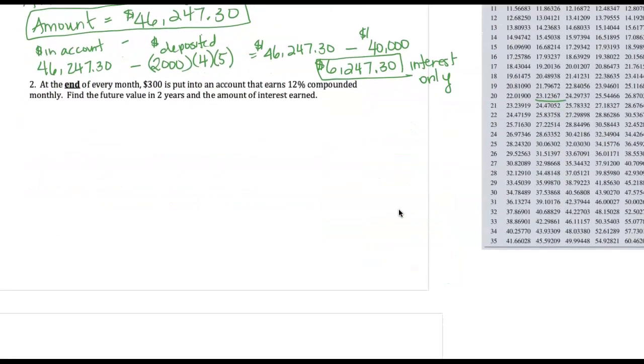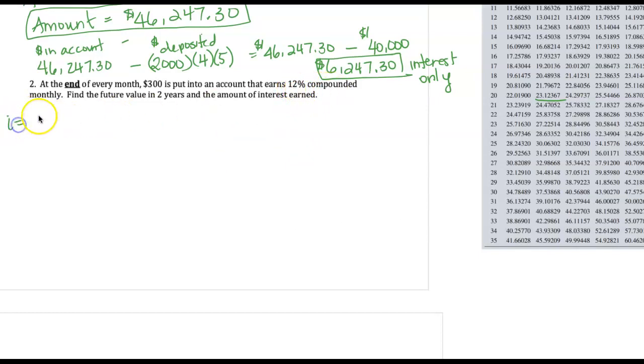At the end of every month, $300 is put in an account that earns 12% compounded monthly. Find the future value in 2 years and the amount of interest earned. So remember, the 12% is the annual percentage rate and it's compounded monthly. That's going to help us calculate the I. 12% for the year divided by monthly. And there are 12 months in a year. So when we divide, we get the 1%, and that will tell us what column to look up.